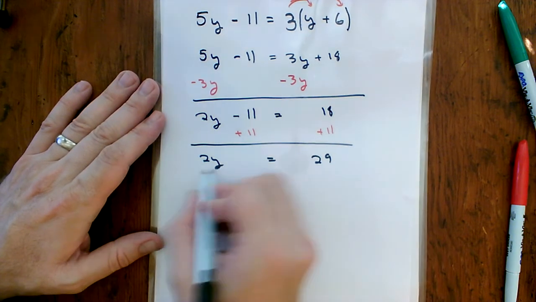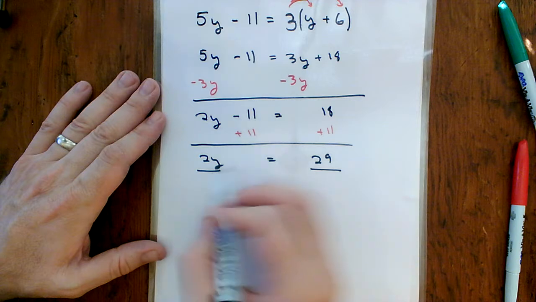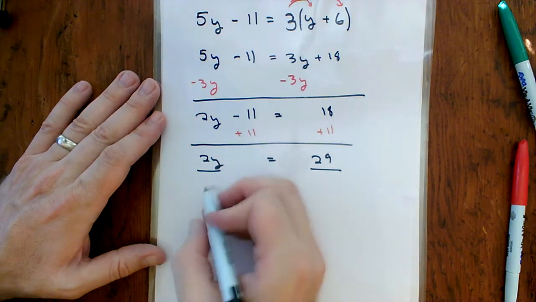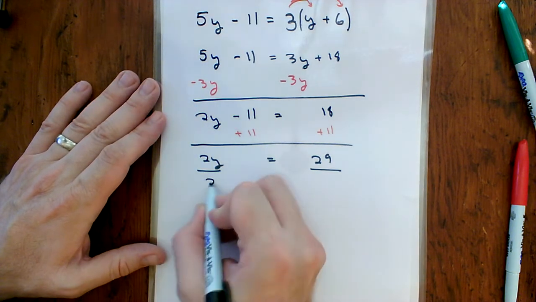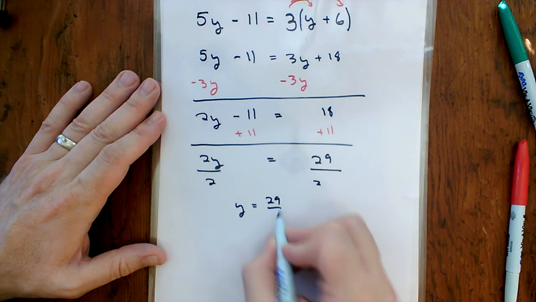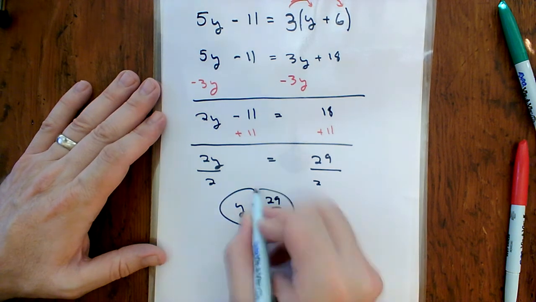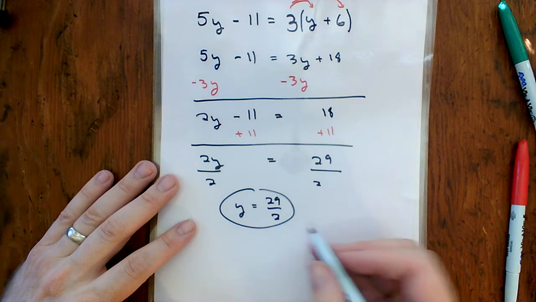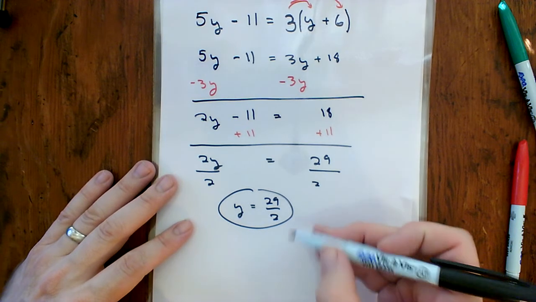And then when we divide, I always include the sign, and by doing it this way, I didn't have to worry about dividing by a negative. Divide both sides by 2. And I've got y is equal to 29 halves. It is okay to have fractions. It is also preferable.